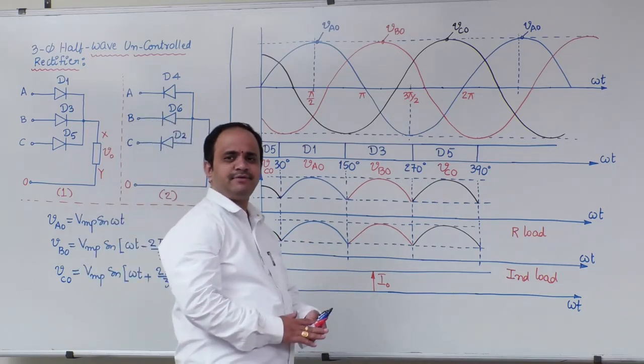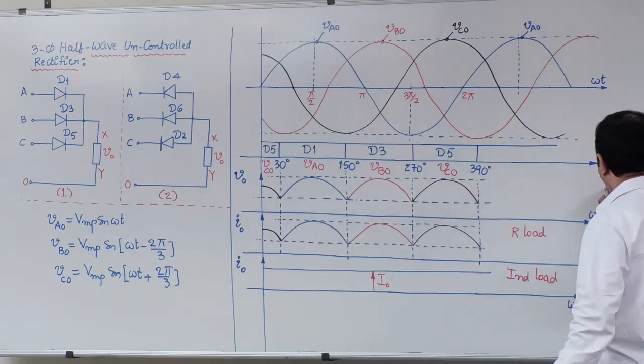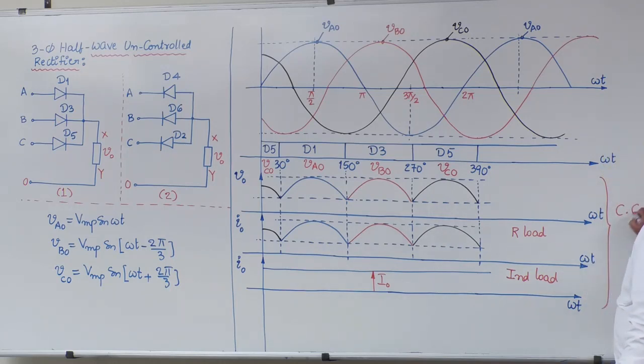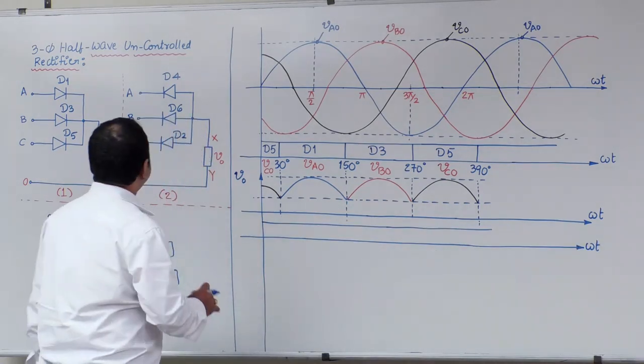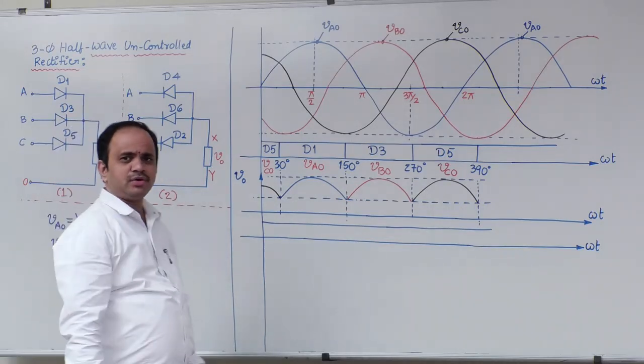So these three waveforms are treated for the common cathode configuration. Now, let us look into the second circuit. The second circuit is the common anode configuration.